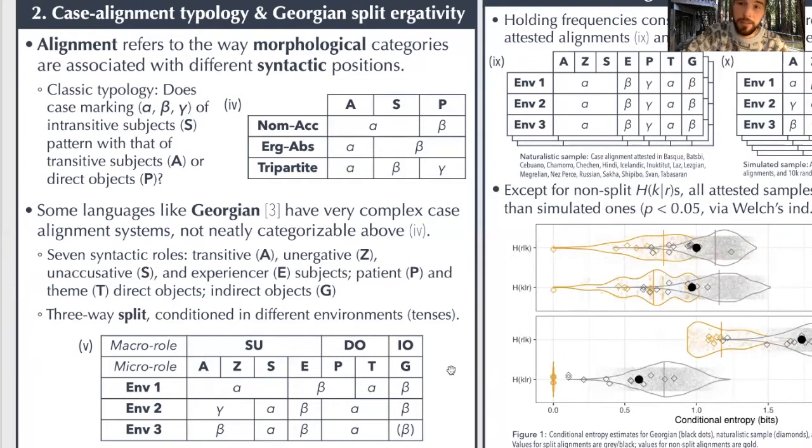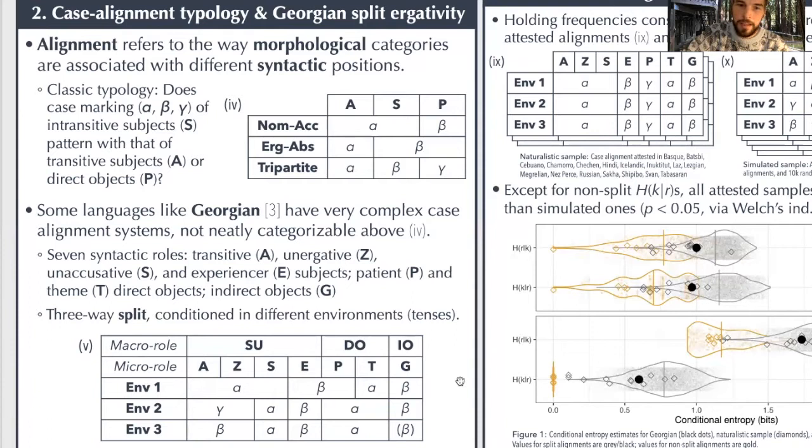Moreover, there's a 3-way split such that those 7 syntactic roles are assigned different case categories in different grammatical environments, specifically in different tenses. So in one set of tenses, we get this pattern using just the alpha and beta cases. In another set of tenses, we also throw in the gamma case, and so on and so on. So the details aren't important to dwell upon here.